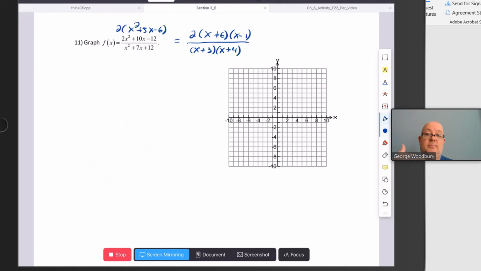First, I get the vertical asymptotes. The vertical asymptotes come from the denominator. That's x equals negative 3 and x equals negative 4. Second, I get the zeros, or the x-intercepts.